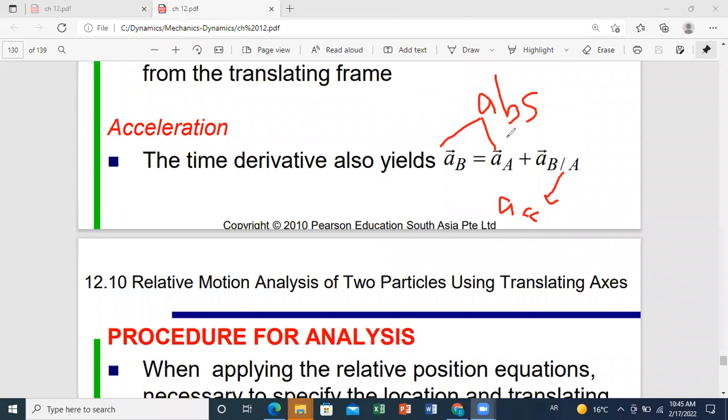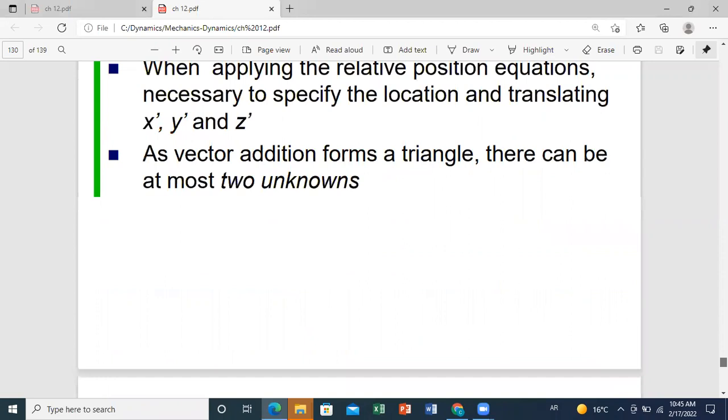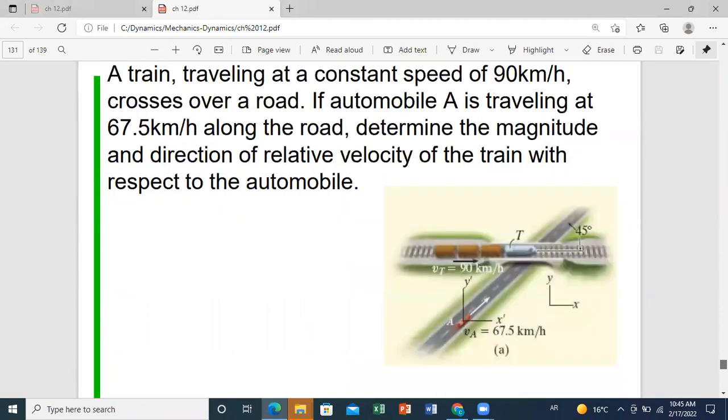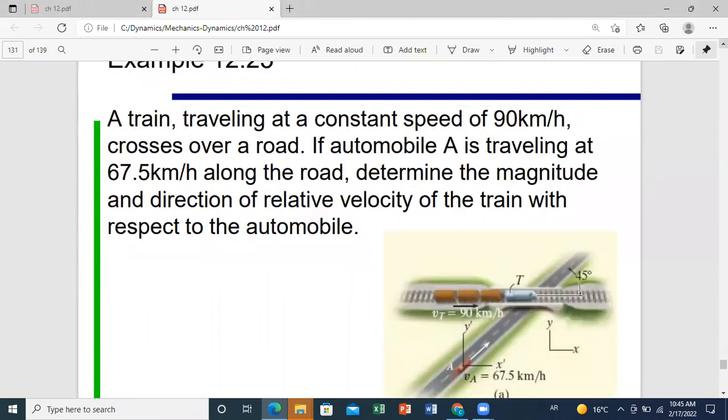Now, let us do a small example on this to see how to apply it. For example, here you have a train traveling at a constant speed of 90 km/h, crossing over a road. Car A is traveling at 67.5 kilometers per hour along the road. Determine the magnitude and direction of the relative velocity of the train with respect to the car.